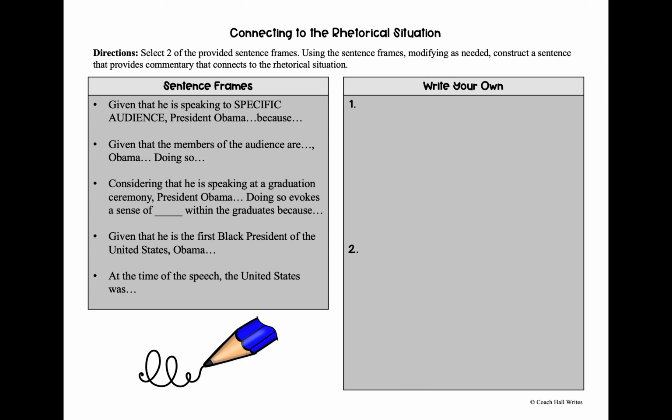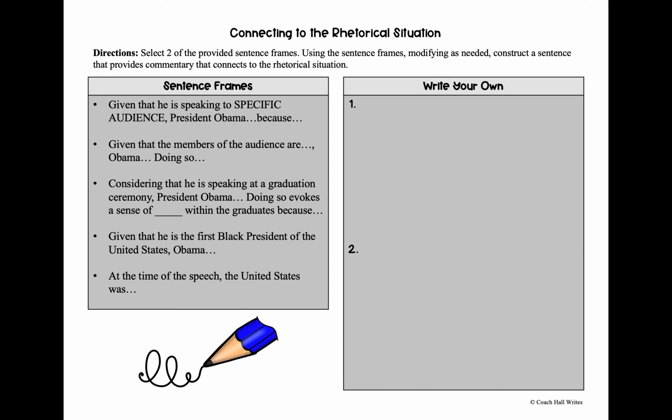Now the ellipses there, the 3 dots, that's where you have to plug in your own idea. So what does he do? What choice does he make? And then we have the word because, so then you're going to finish the sentence by saying why he made that choice. Because might seem like a simple word, but it's actually a good way to lead into some commentary. If you watched the previous videos in this series, this is why we did those what and why annotations.